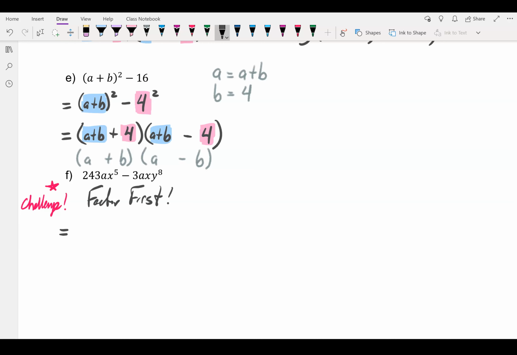So in 243 and 3, it actually makes it easy. Try dividing 243 by 3. It works. So take out a 3. That would say 243 divided by 3 is 81. 3 divided by 3 is just a 1, so I'm not going to write it there. I'll make this blue in case we get confused.